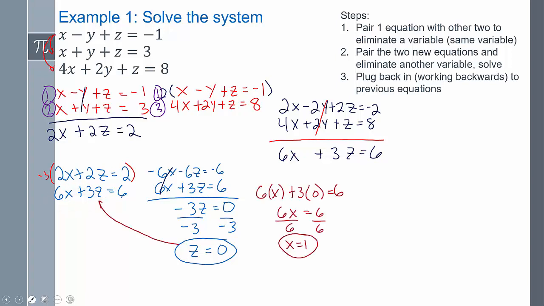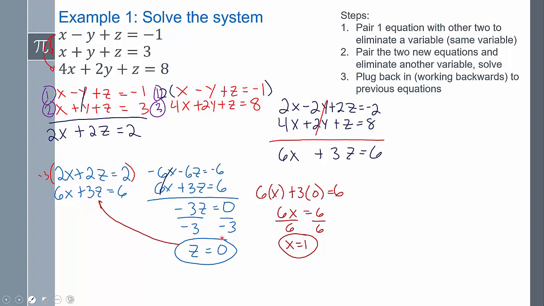So if I plug in 0 in for z, you're going to get 6x plus 3 times 0 equals 6. Well, 3 times 0 is 0, so you're just left with 6x. Divide both sides by 6, you're going to get x equals positive 1.